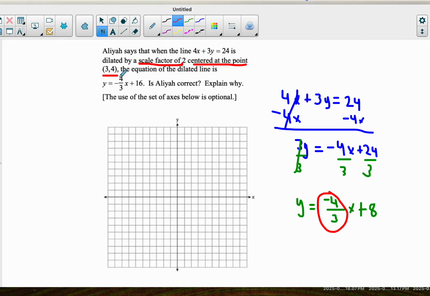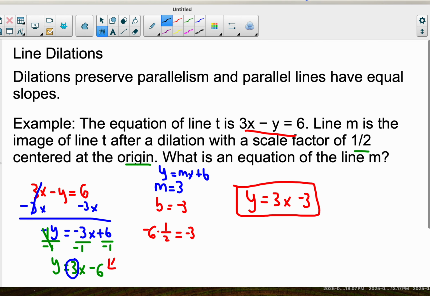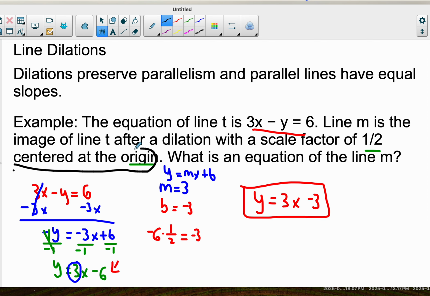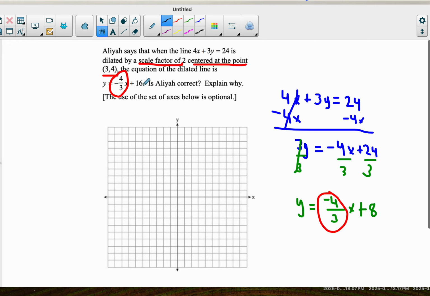So it makes sense that the dilated line would have the same slope, because dilations make parallel lines, which have the same slopes. And based on what we talked about in the last example, since the scale factor is 2, and 8 times 2 is 16, it would make sense that you could take the y-intercept and multiply it by the scale factor to get the new y-intercept. But in the last question, the center of dilation was at the origin. The center of dilation here is at a different point. It's at the point 3, 4.